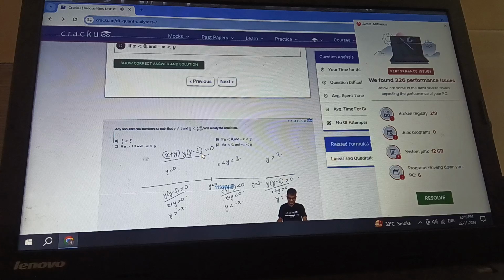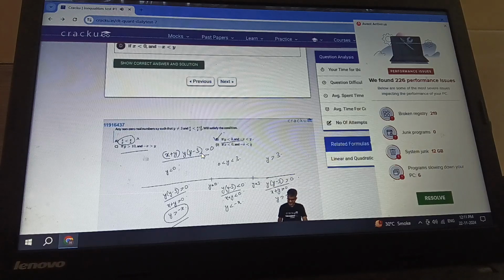Now, if you're looking at the options, x by y is less than y by x is immaterial. We can't really say anything about x by y. So this is not the answer. If y is less than 0, that is in this segment, minus x is less than y. This is actually true. This is the same as y is greater than minus x.